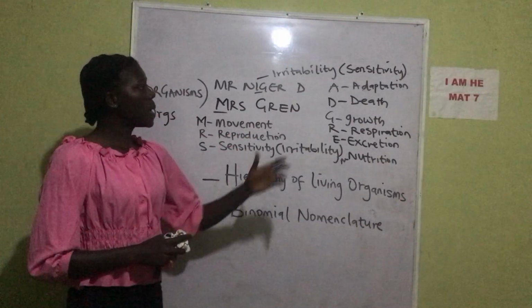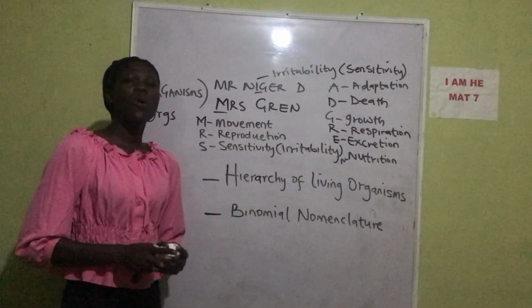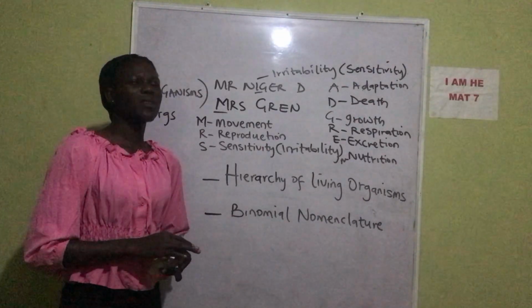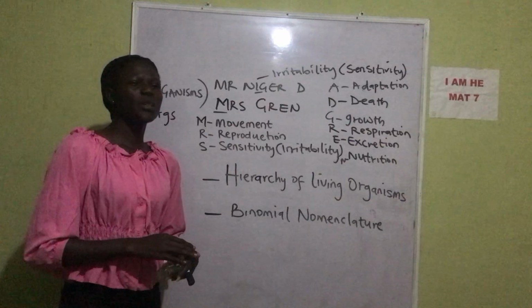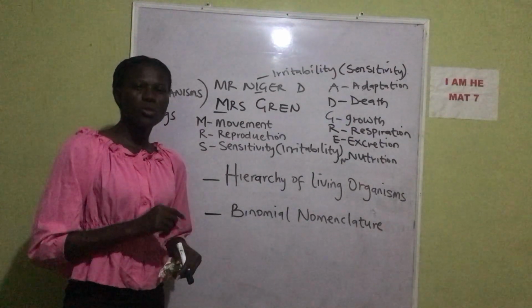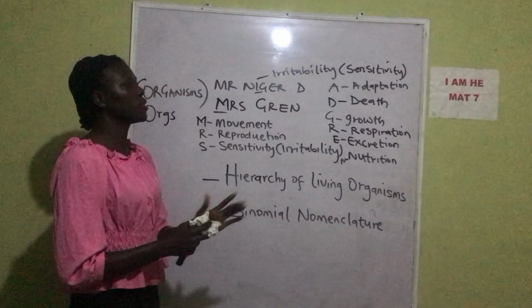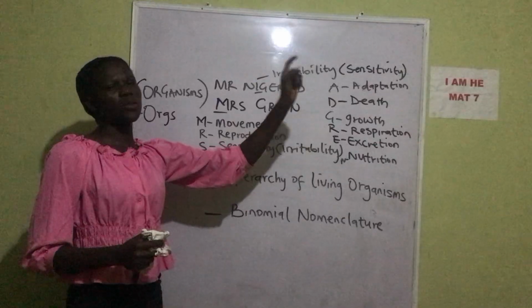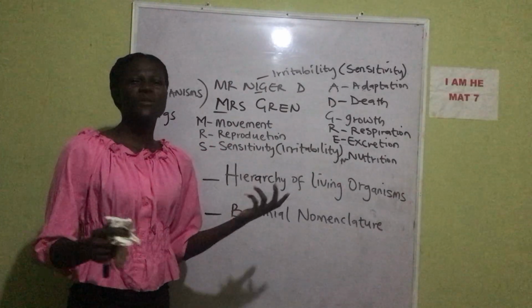Do you understand? Now, D means death. All living things have their lifespan. No matter how long you live, no matter how long you've existed, there's a particular day when you close your eyes in death. So all living things die. So don't forget this. All living things have a limited lifespan.